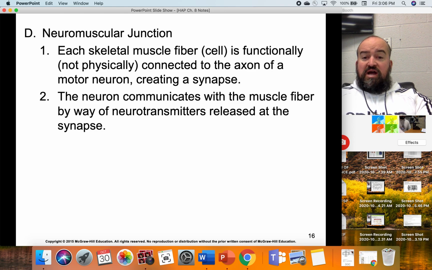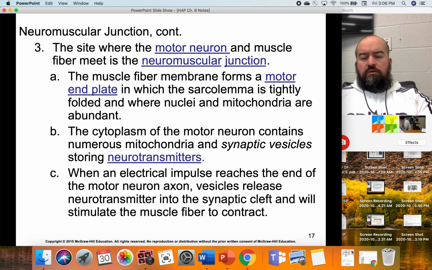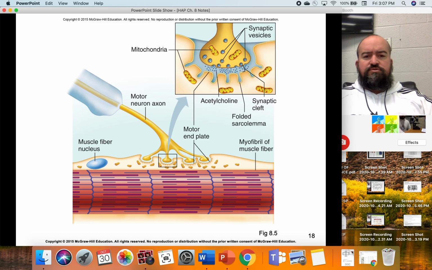The reason it contracts is that it's stimulated by a motor neuron. The axon of a motor neuron connects, not physically, there's still a space there, but connects to the muscle fiber at a space called the synapse. Inside of that neuron, there are vesicles, little bundles that contain neurotransmitters, which are the chemicals that cause the muscle cell to contract, and it releases those chemicals into the synapse. You see the terms listed here, and there's an illustration again that shows that.